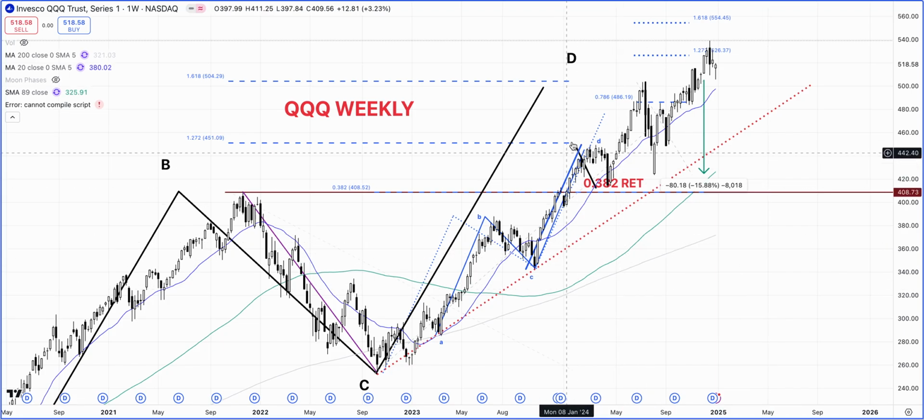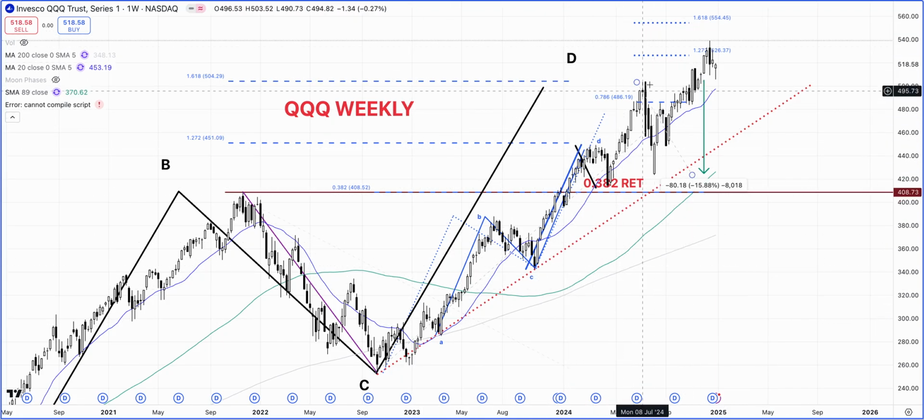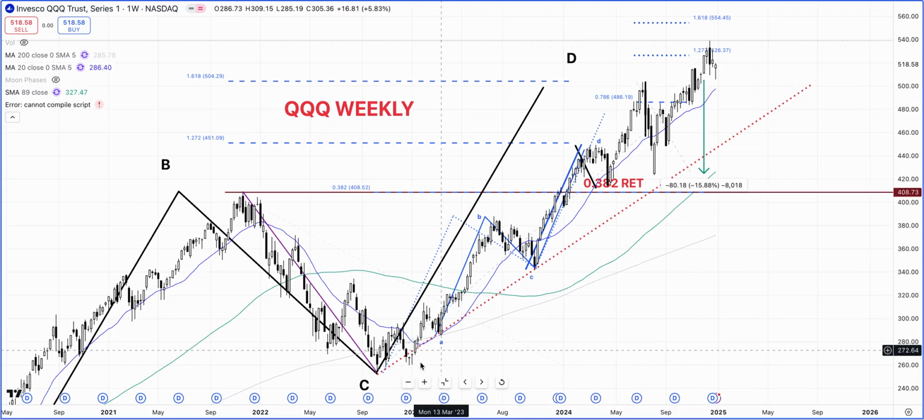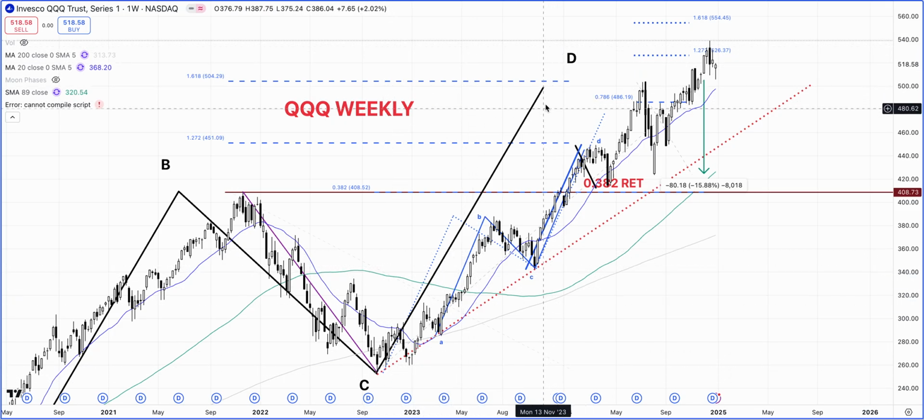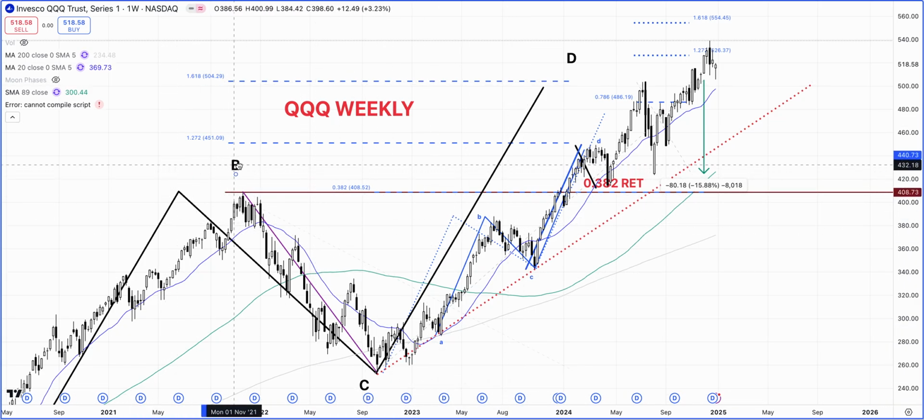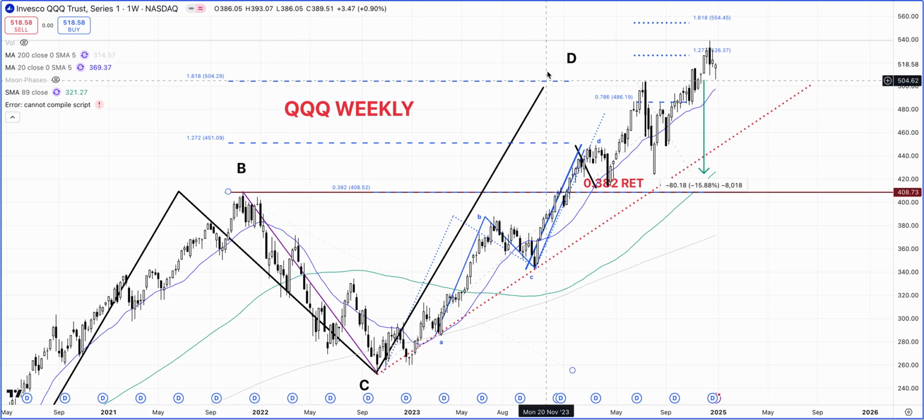So this is what we are looking at, the picture in the QQQ. One of the things is that it had a big ABCD 1-to-1 price projection completed right here. We saw this big pullback right into August, because we were completing this pattern. Also the 1.618 expansion of the BC swing. So it wasn't really unexpected, because of the completion right here.